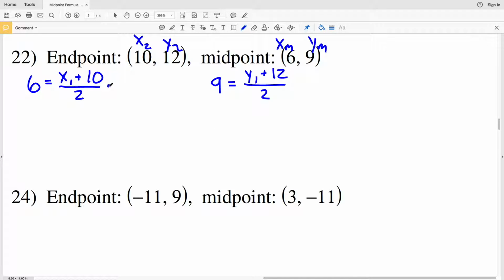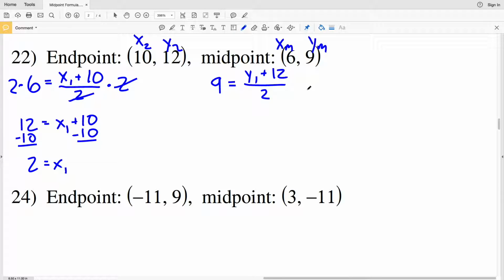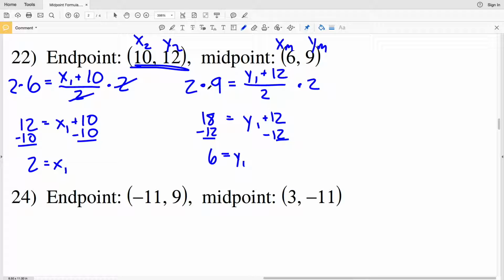Let's solve for x sub 1, and we'll do that by multiplying both sides by 2. Our 2's will cancel out on the right-hand side, so we'll get 12 equal to x sub 1 plus 10, so all we need to do is subtract 10 from both sides to get that a positive 2 is equal to x sub 1. For our y value, we'll multiply both sides by 2. 2 times 9 is 18, so 18 is equal to y sub 1 plus 12. So then we'll subtract 12 from both sides to get that 6 is equal to y sub 1. So 2 is our x coordinate value and 6 is our y coordinate value for the other missing endpoint. So one endpoint is 10, 12, and our other endpoint is 2, 6.